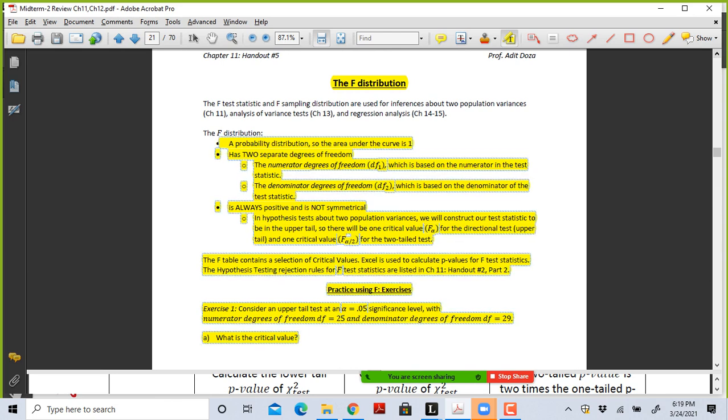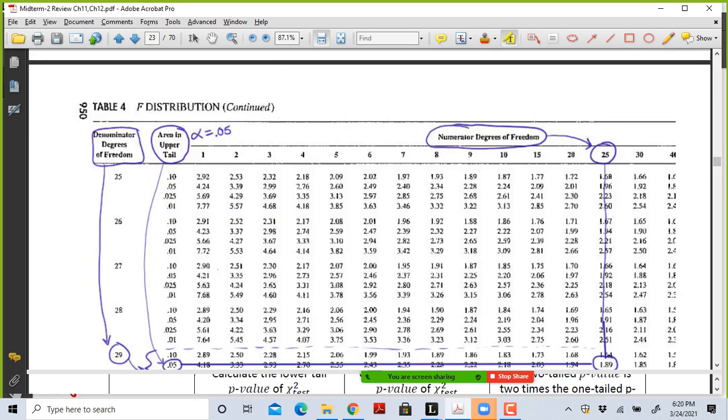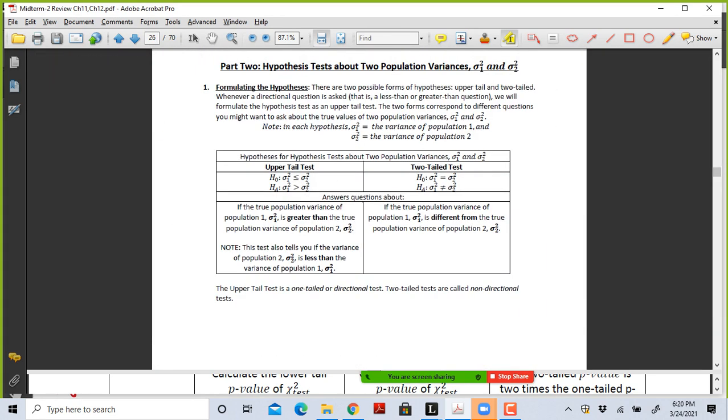And for F distribution, you guys know that they have 2 degrees of freedom, numerator degree of freedom and denominator degree of freedom, right? And it is always positive. So these are the properties. So let's look at another example. So I have given another question about 2 population variance.